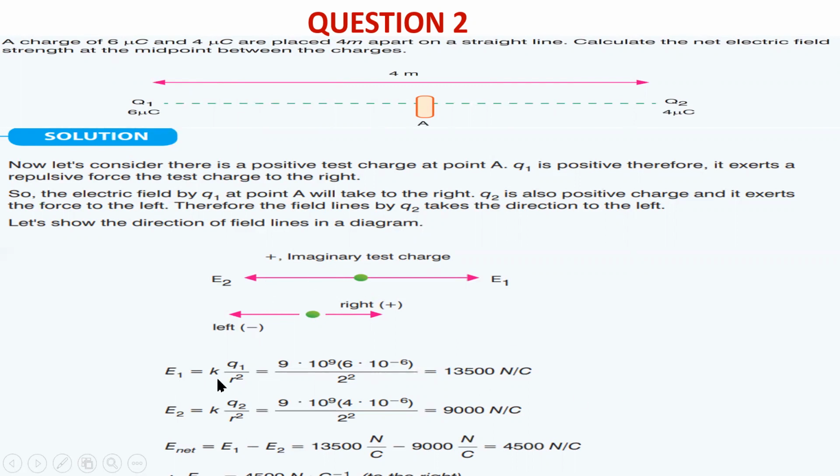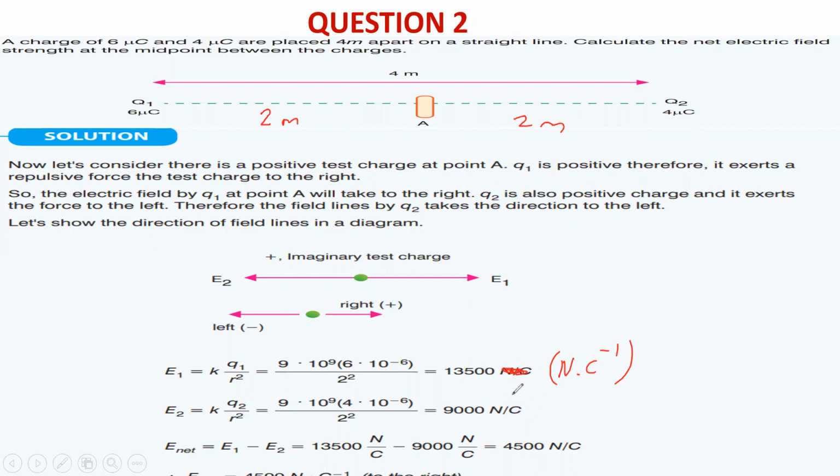Let's continue. Now we are calculating. E1 is equal to K times Q1 over R square. So you can say 9 times 10 to the power of 9, 6 times 10 to the power of negative 6, because we are converting microcoulombs, over 2 square. How 2? Because they said midpoint, so we are using 2 for each. Let's write 2 meters for each. It is already in meters, so we don't have to convert it. And you are calculating 13,500 N/C, but we can write N times coulombs negative 1. It's much better. For units, please use it like this, not N over C.